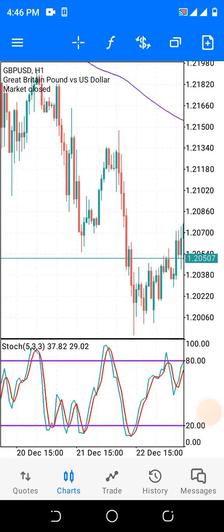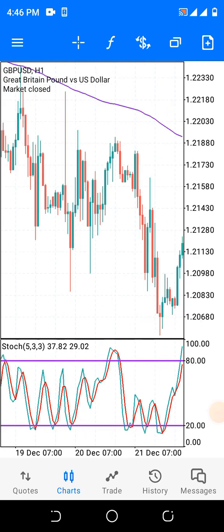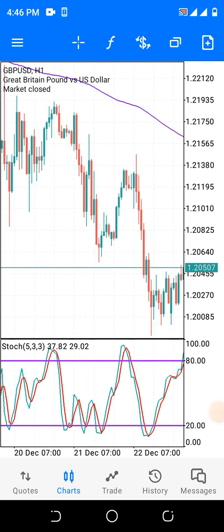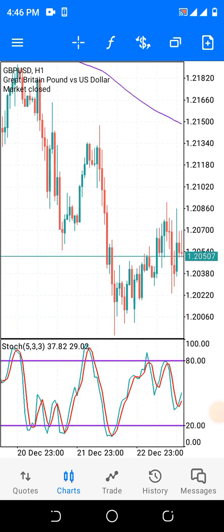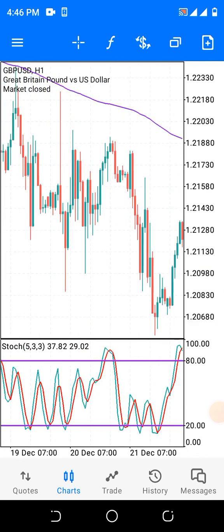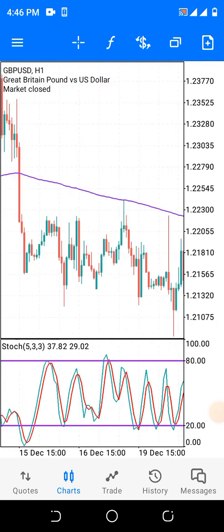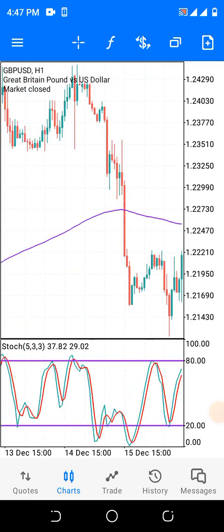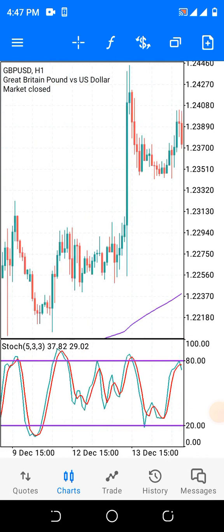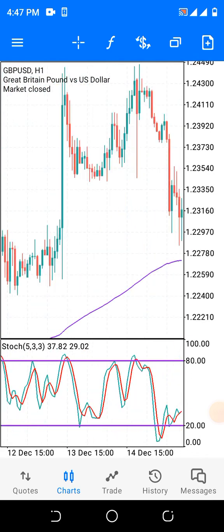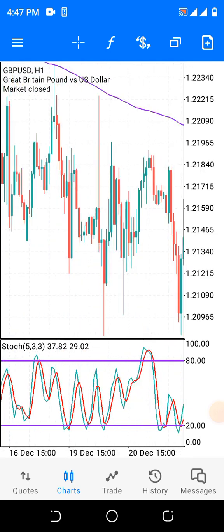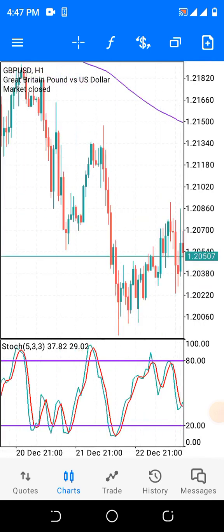Welcome, guys. Now, there is a particular strategy I want to review for you now. This is a profitable strategy that I've been making use of. Two indicators is what we need: only two indicators, moving average and stochastic oscillator. That is the only two indicators you need.